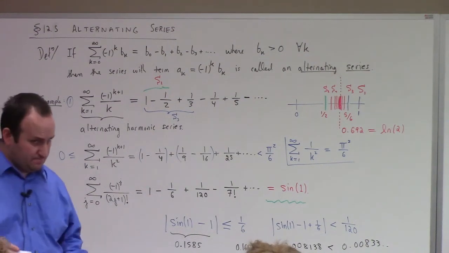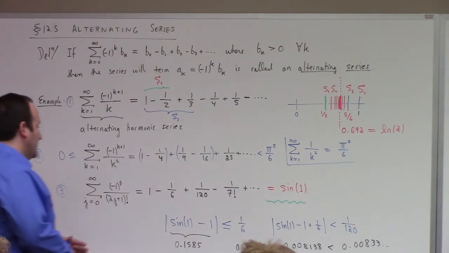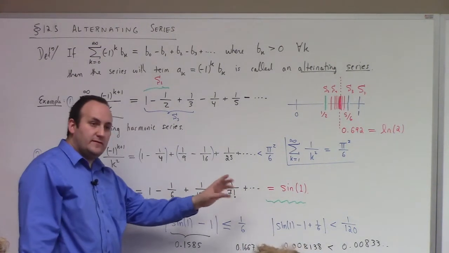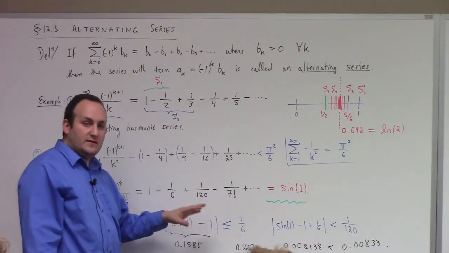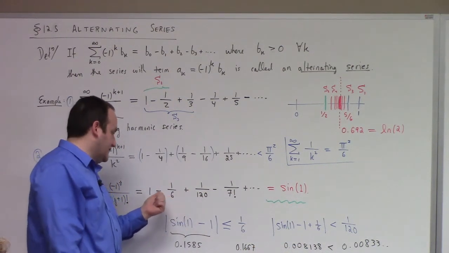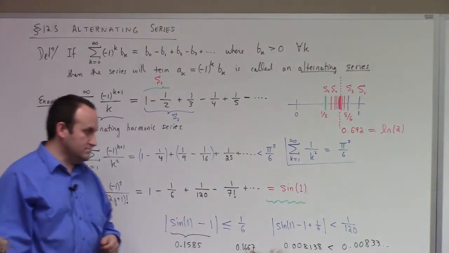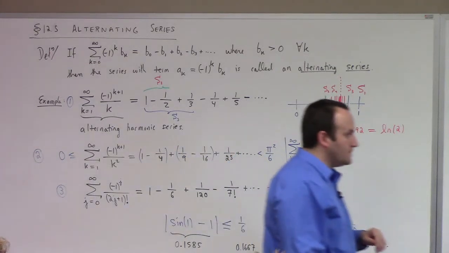And if you believe me, I mean, you don't have to, this actually gives us a way of approximating the sine of 1 to arbitrary precision. You can get as close as you want to the decimal form of sine of 1 by just adding these fractions further and further down. More on that in a little bit.